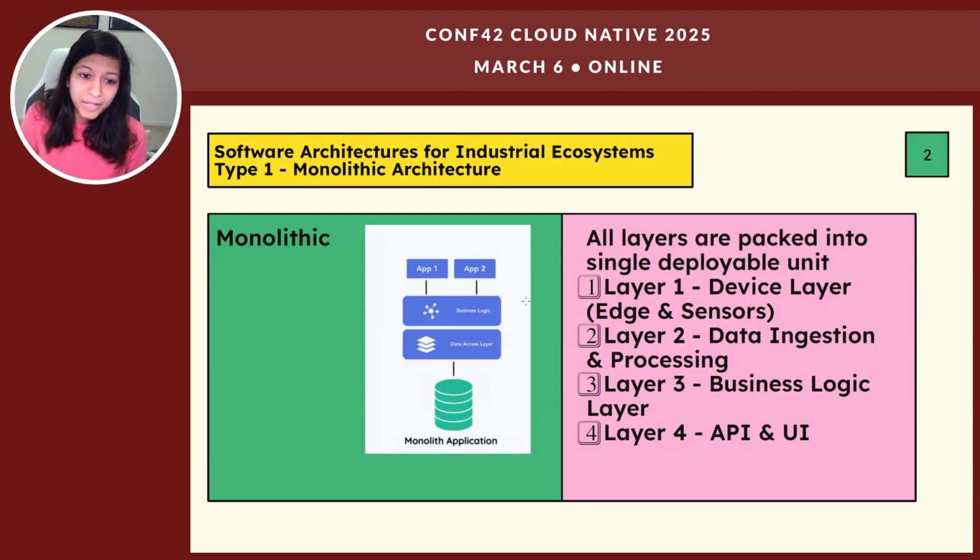So all these layers, like the device layer, which is the one closer to the devices and sensors, the second layer, the data ingestion layer, the third layer, the business logic unit, the actual processing part of it, and then the UI layer, are all very tightly coupled. So what happens is when anything goes wrong, it affects the whole application. So this is an example of monolithic architecture.